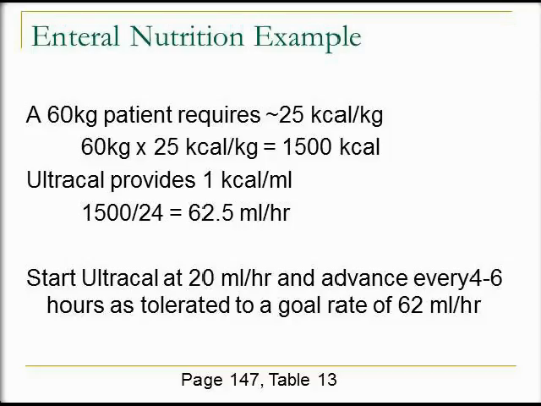So a typical example for enteral nutrition is if you have a 60-kilogram patient that requires 25 calories per kilogram. That comes to a total of 1,500 calories. If it's 1 calorie per mL, your goal rate would be around 62 mL per hour, and you're going to start it at a slower rate, 20 mL per hour, and then you're going to advance it every 4 to 6 hours to your goal rate.